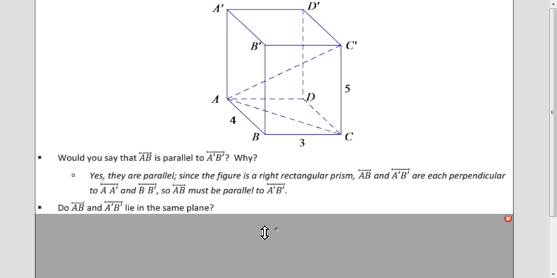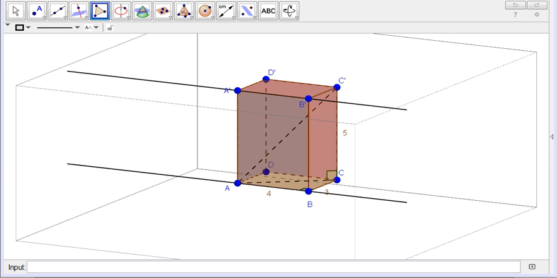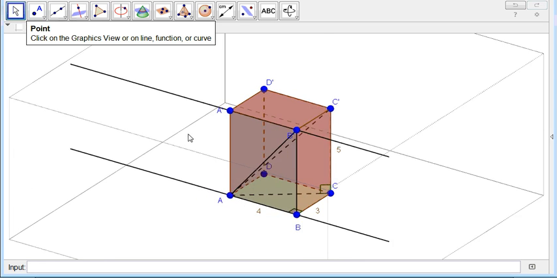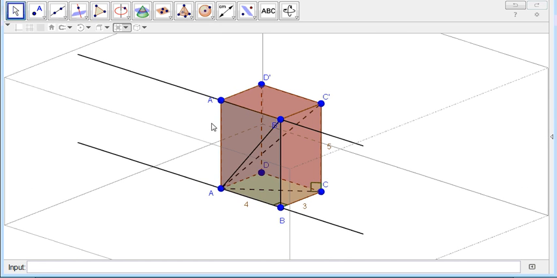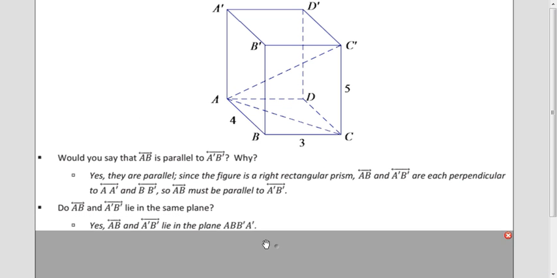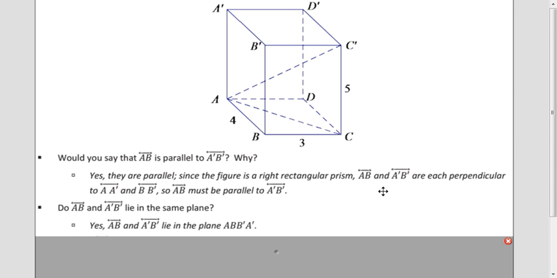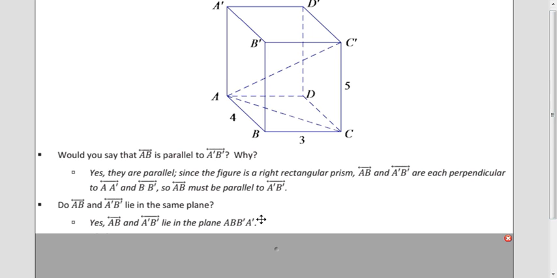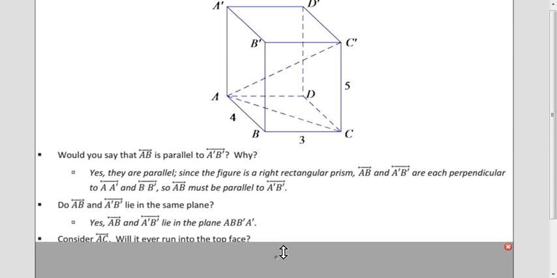Okay, are those lines on the same plane? Well, one way to tell if they're on the same plane is to draw a triangle using 2 points from one line and a third one from another. That triangle is going to define a plane. Is our other point on that plane? Yeah, A prime is on that plane defined by this triangle. They're all on the same face. So yes. And we can name that plane by using those 4 vertices. You need a minimum of 3, but you can use 4 if you want.